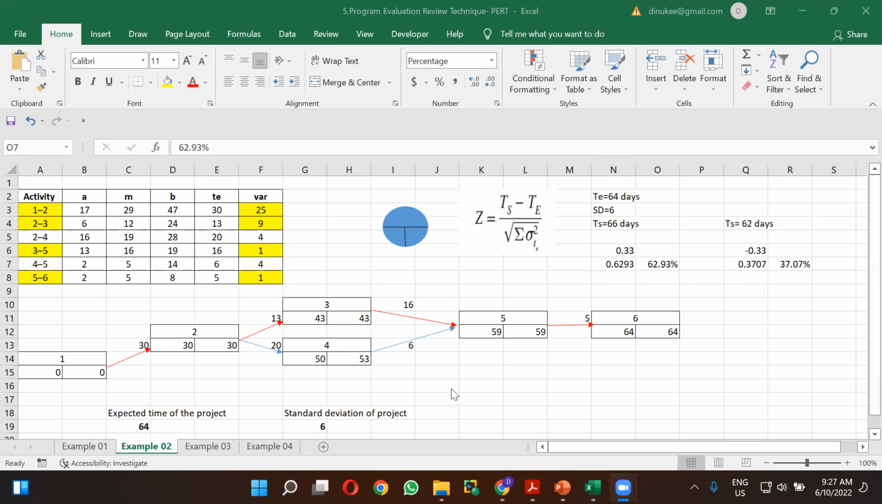So, Rukshika, did you get the thing now? Huh? So as the second part, I have told that the schedule time is now changed to 62 days.